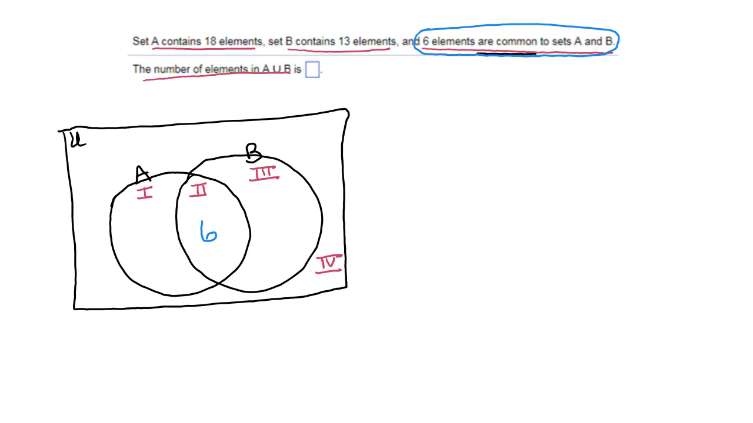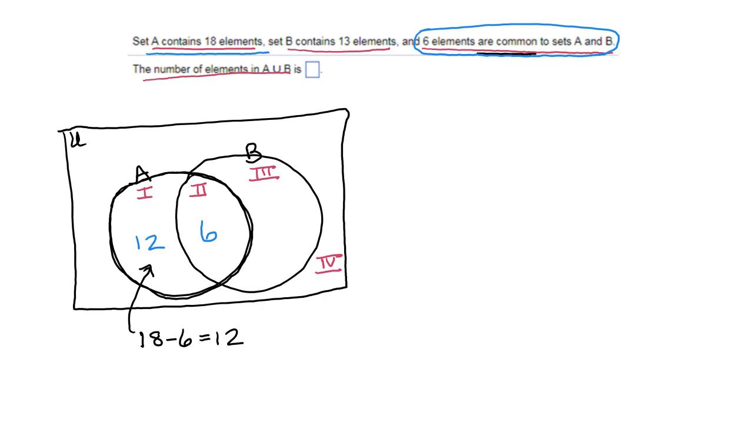We know that set A contains a total of 18 elements. So since circle A has a total of 18 elements, and again, we're focusing on circle A here, let me make that a little more bold. We'll do 18 minus the 6 in common, which gives you a total of 12 elements. So region 1 plus region 2 is set A. So 12 plus 6 gives us 18 elements.